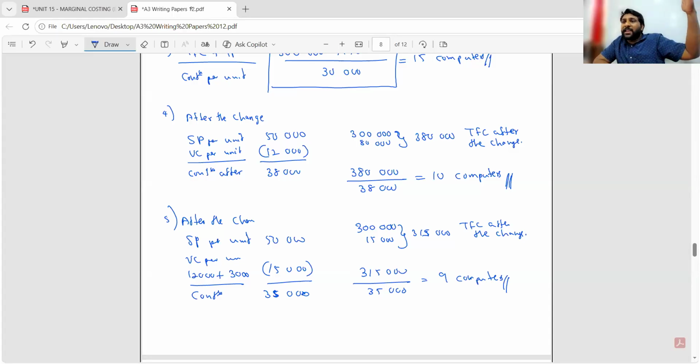Originally our break-even was 10 computers. If you take this decision, reducing the labor cost by 5,000, that means reducing it down to 3,000, and if you automate it, you can reduce the break-even. You can bring the break-even down to 9 computers.